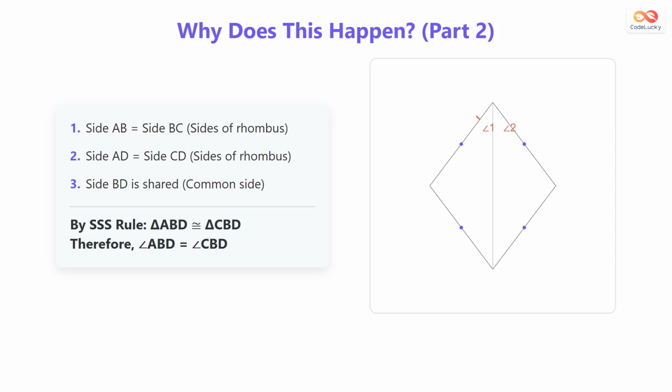These two triangles are actually identical, or congruent. We know this because all the outer sides of a rhombus are the same length, and the diagonal is a shared side for both triangles. Since all three sides match, the triangles are congruent by the side-side-side rule. This means their corresponding angles must also be equal.